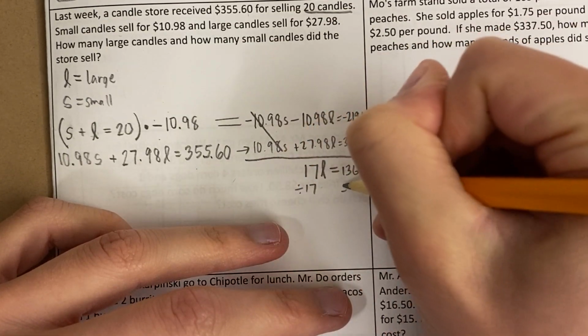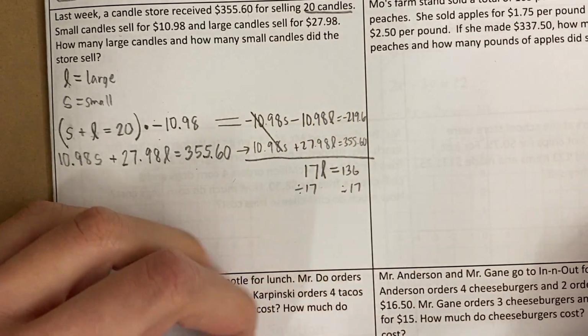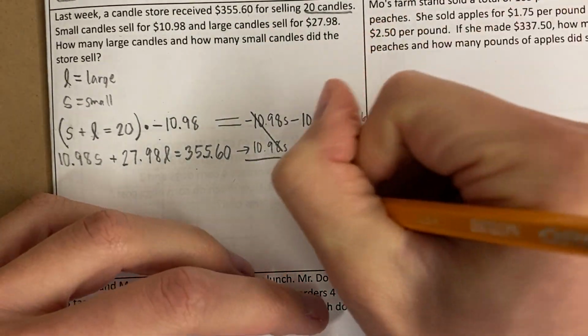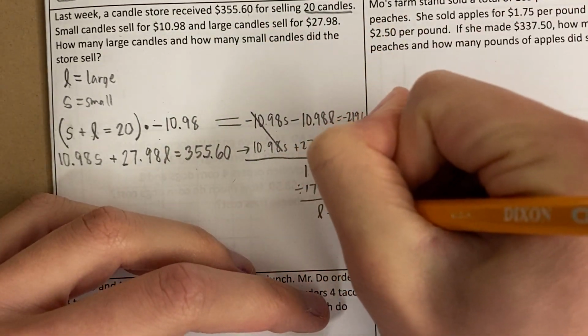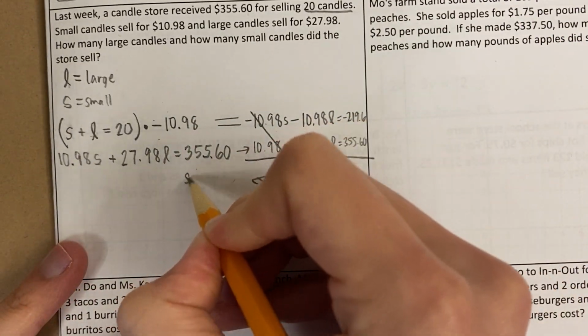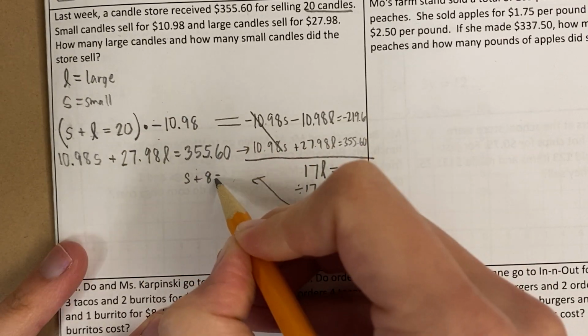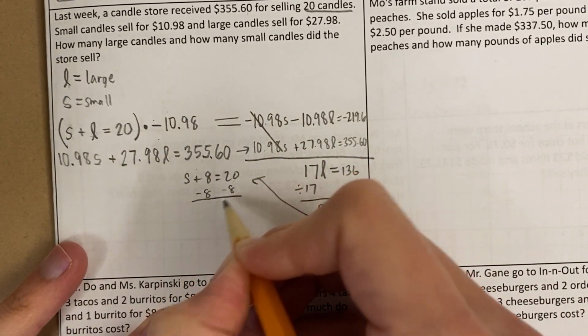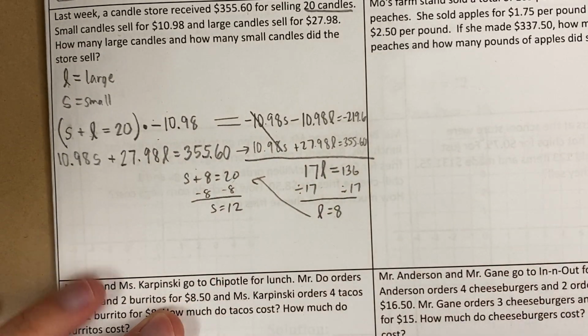I'm going to divide by 17 on both sides. I'm going to get L by itself. And look, I'm just keeping this in the calculator. Divided by 17, I get 8. So that means they sold 8 large candles. And then I know that the small plus the large candles added up to 20, right? I replaced this L with an 8. And when I subtract 8, I know that they sold 12 small candles.